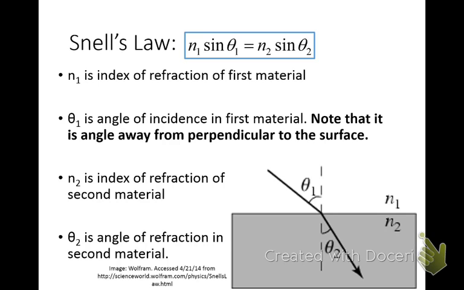Now, theta 1 is not the angle from the surface to the light ray. Oh, no, no, no. Theta 1 is the angle from the perpendicular, an imaginary perpendicular line to the surface, to the light ray. Same deal with theta 2. Once it's passed into the second material, theta 2 is just the angle from the perpendicular to the surface inside the material to the light ray once it passes through. So, the higher the index of refraction, the lower the angle will be. And the lower the index of refraction, the higher the angle, according to Snell's law.